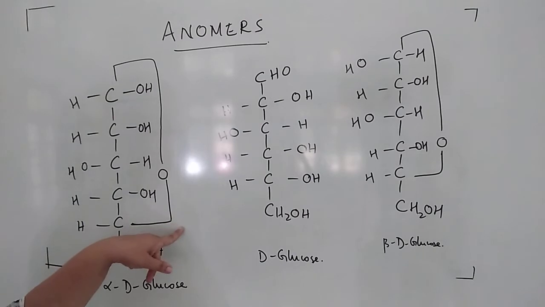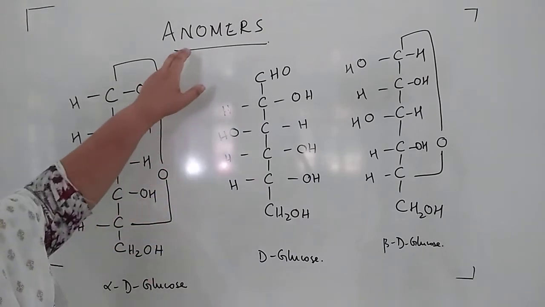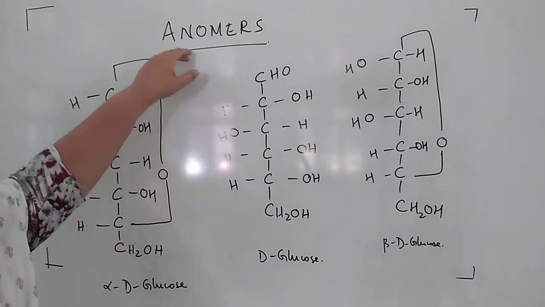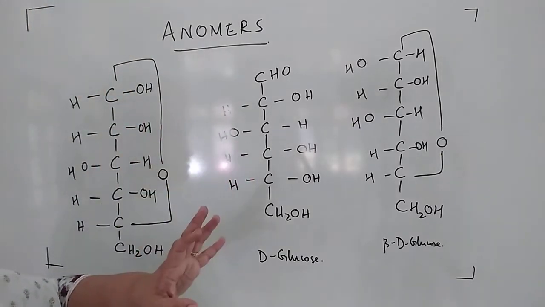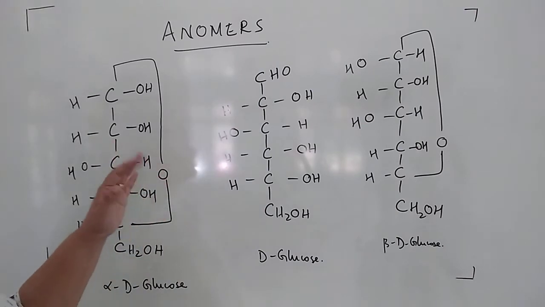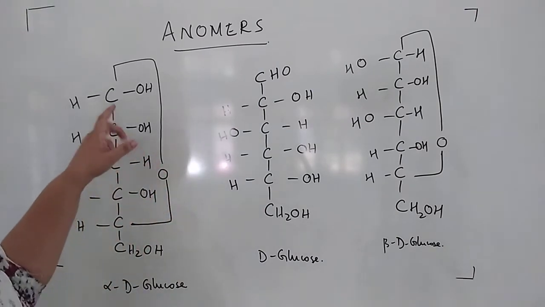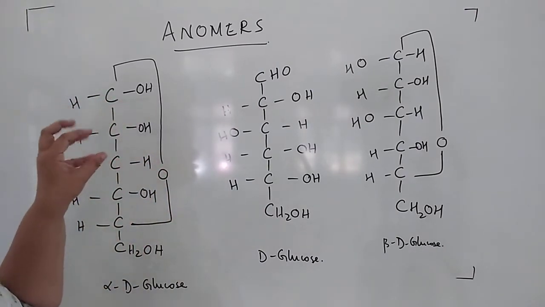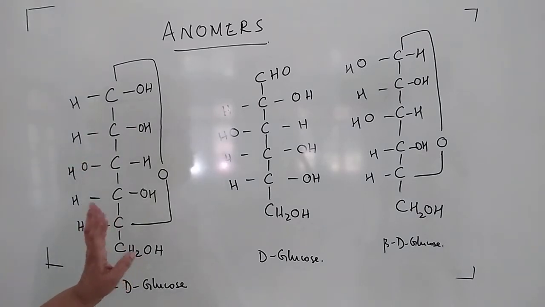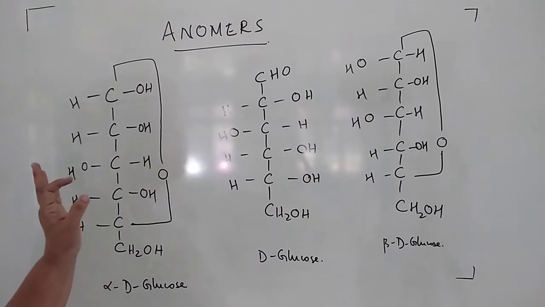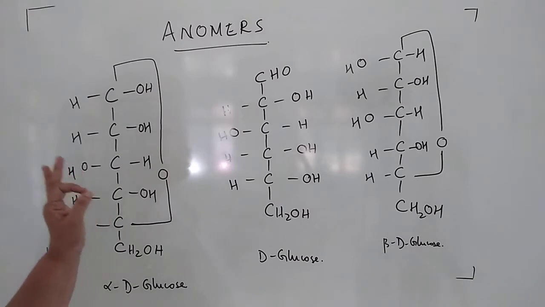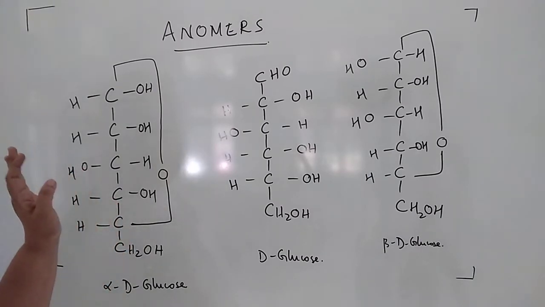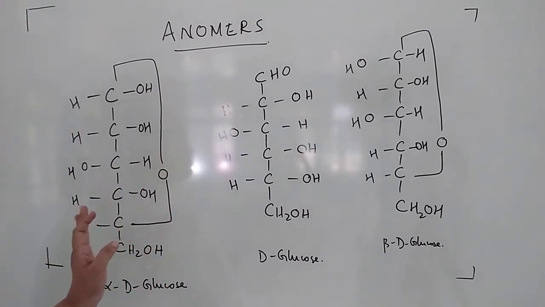a cyclic ring. So in the cyclic ring, anomers means that once the cyclization is taking place, those diastereomers which differ only at one chiral carbon atom. If you are comparing two molecules, we can say that there is a difference in the configuration at only one chiral carbon atom. Then such pairs are known as the anomers.